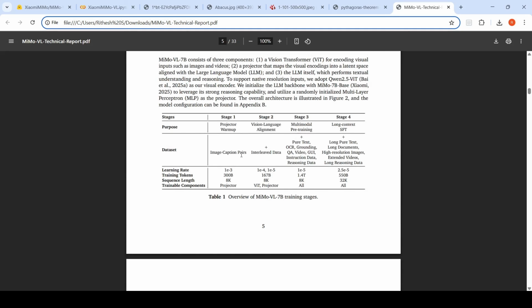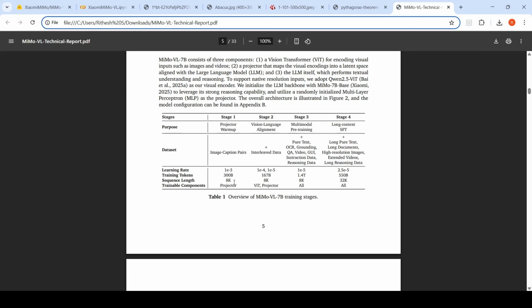So here they have explained the various training stages. The initial training stage is a projector warmup, which takes image caption pairs as input. Then stage 2 is visual language alignment, which takes image caption pairs plus interleaved data. The third stage is multi-modal pre-training. It takes image caption pairs plus interleaved data plus pure text, OCR, grounding, question answering, video, GUI, images, instruction data, and reasoning data. And then you have long context supervised fine-tuning, which is stage 4, where you have all these things plus long pure text, long documents, high resolution images, extended videos, and long reasoning data.